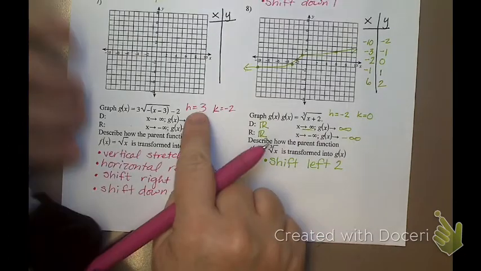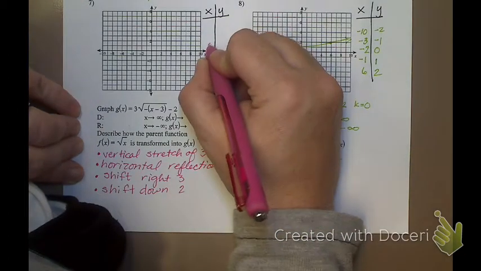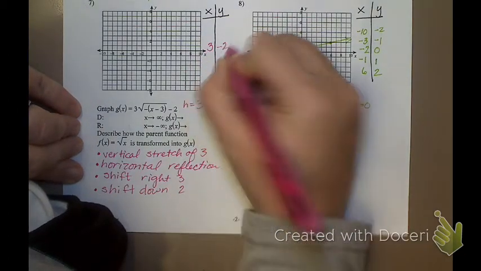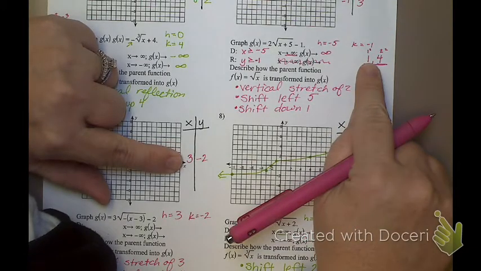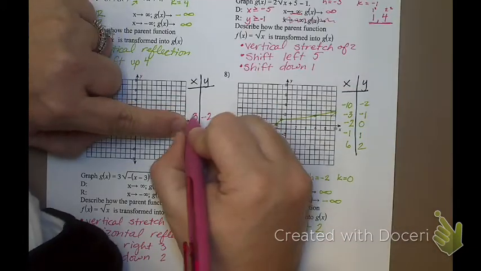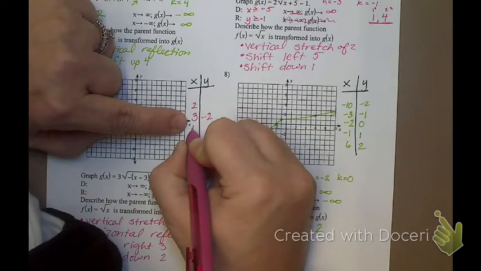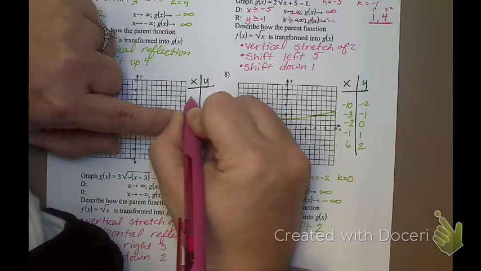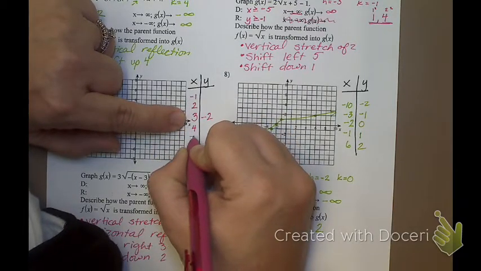So let's go ahead and put our h and k values in the middle. 3, -2, and again, I'm going to go 1 away and 4 away. So 1 away from 3 would be 2 and 4, and then 4 away would be -1 and 7.